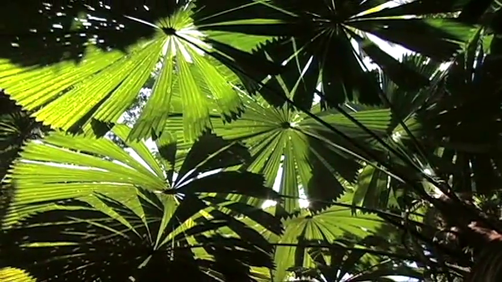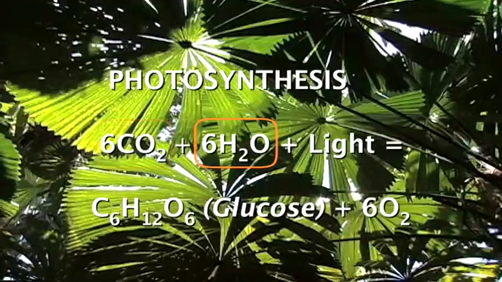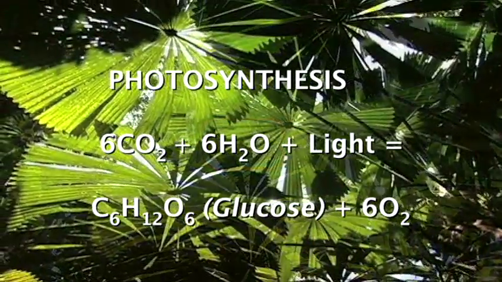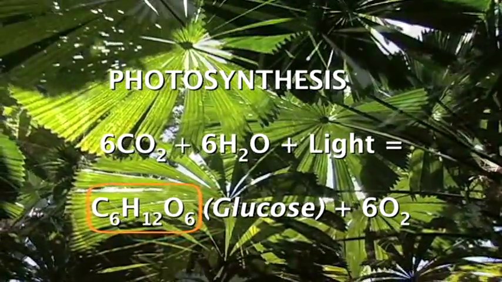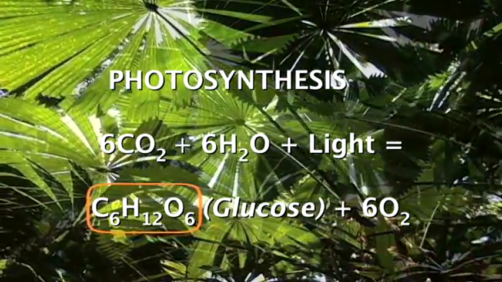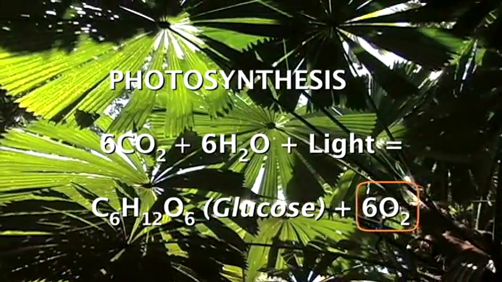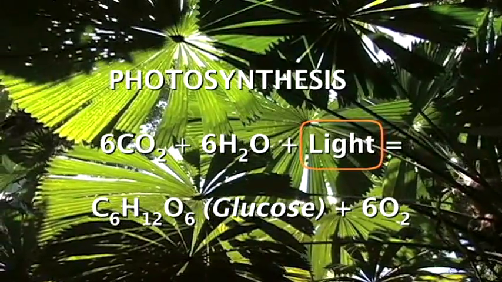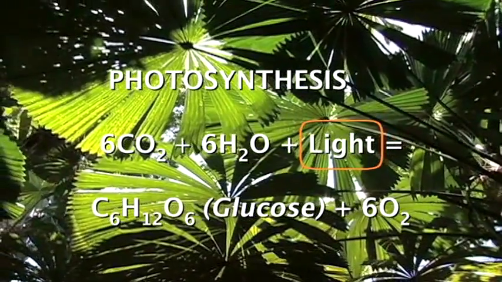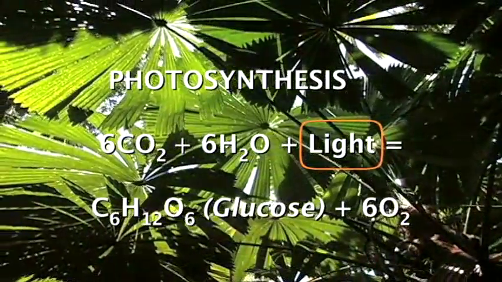During photosynthesis, 6 carbon dioxide molecules and 6 water molecules are combined to create 1 molecule of energy-rich glucose, C6H12O6, and 6 molecules of diatomic oxygen. Light energy, as well as light-harvesting chlorophyll molecules, are required to make this reaction possible.